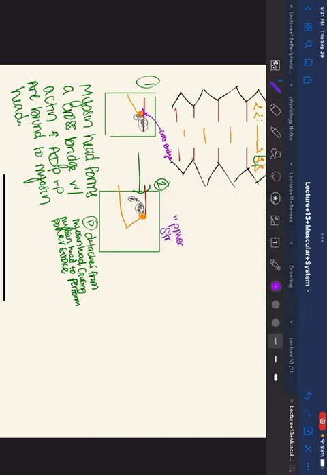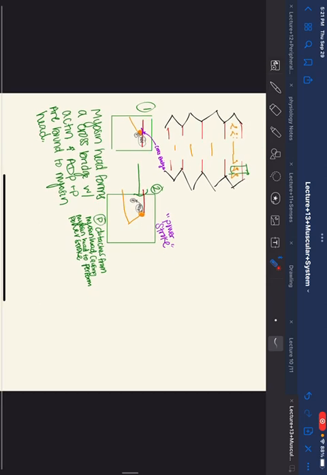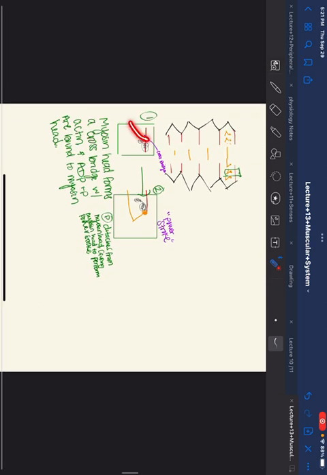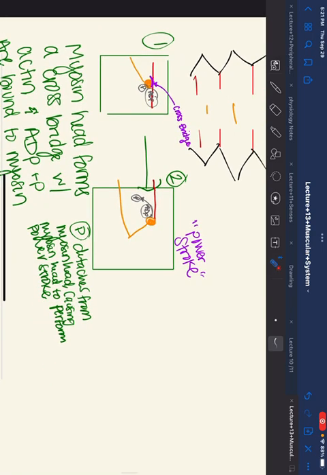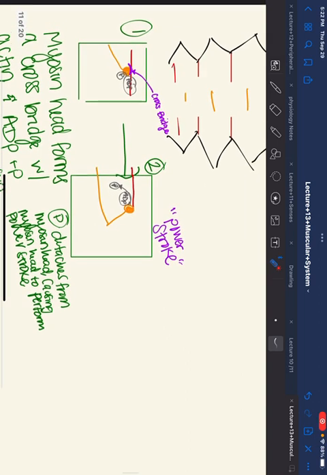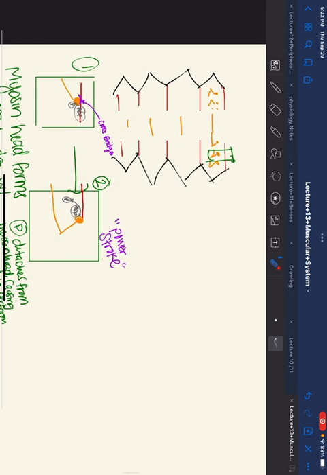And what happens is, with that power stroke, it's going to push this actin thin filament inwards, which is the goal of muscle contraction. That will help slide those thin filaments inwards and shorten the sarcomere. So this happens at various sites of the whole entire sarcomere. We're just looking at one for simplicity.